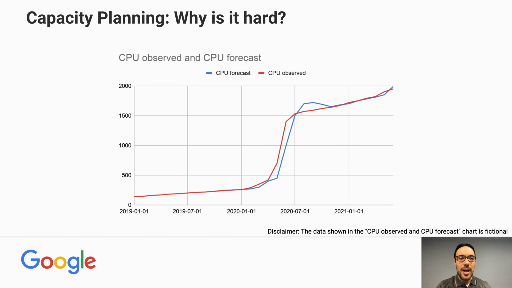Forecasts can be, of course, updated over time, but the sudden increase in demand that was unplanned for could cause an outage if the resources needed to withstand the increase weren't immediately available.